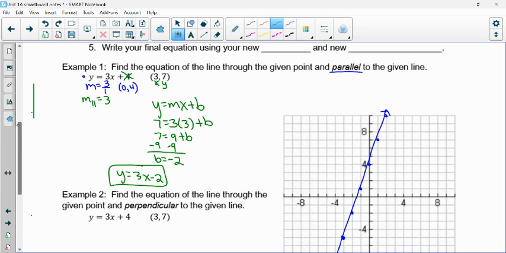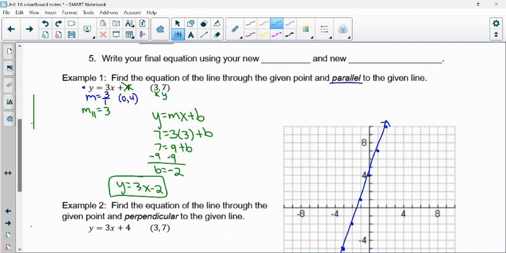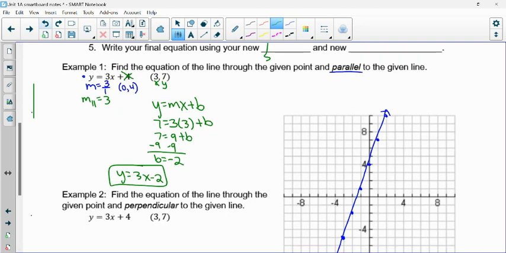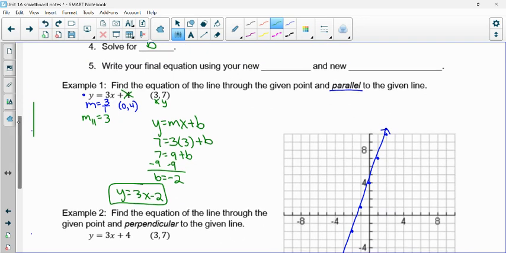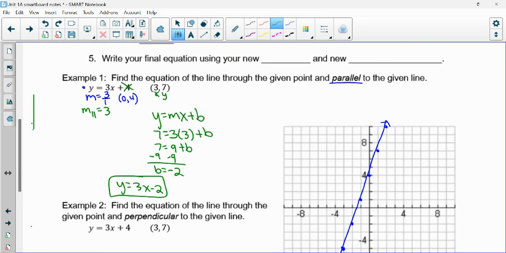And that's what step 5 tells us. Write your final equation using your new slope and new y-intercept. So again, our slope would still be 3 over 1, and now our y-intercept is at 0, -2. So when we graph this, which we will, we should see that it's not going to intersect our blue one, and we should see that it goes through the point 3, 7. Hopefully it does.